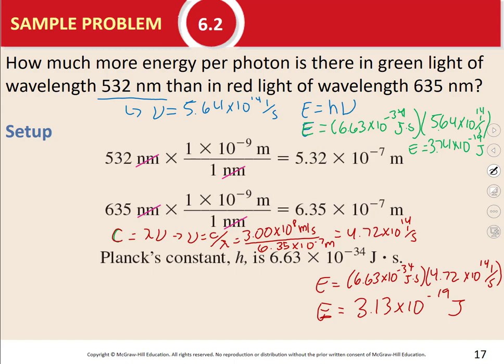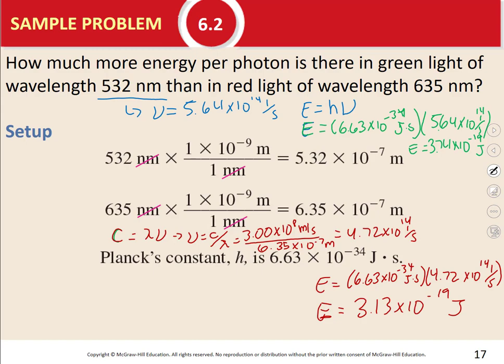I got 3.13 times 10 to the negative 19 joules. Now both of these are visible light, so we're expecting the energy to at least be somewhat close to each other. They're not going to end up being orders of magnitude apart, so if you got something that's a completely different order of magnitude, that means you did something wrong. So a big part of this chapter is being able to recognize what kinds of numbers you're expecting, so that if you get some number that's way out in left field, you know that something went horribly wrong.